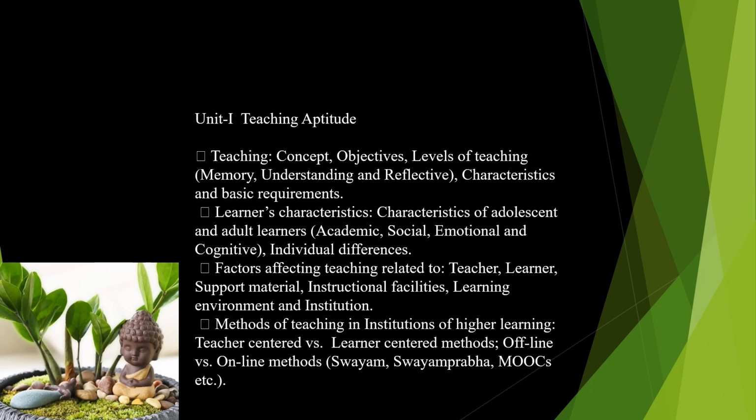After the teaching, the next main person is the learner. A teacher should have correct knowledge about the learner also. The learner's characteristics should be known by the teacher: the characteristics of adolescents and adult learners, their academic level, social level, emotional level, and how one individual is different from another. Only then is the teacher able to understand each and every student and give the correct learning or correct teaching to the students. So the teacher should have the capacity to know the learner, and we are learning about the learner also here.